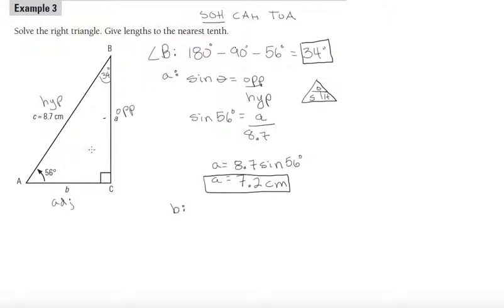So now I do have the opposite, but this is an estimate, right? We rounded off to get that. So let's use this 8.7 because we know that this one is actually 8.7. So I'm looking for the adjacent. I have the hypotenuse. Now I'm going to use cosine. So we know that the cosine of an angle is equal to the adjacent over the hypotenuse.